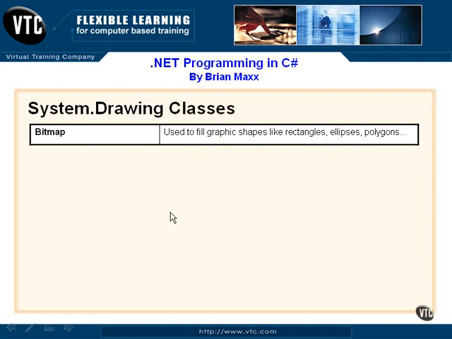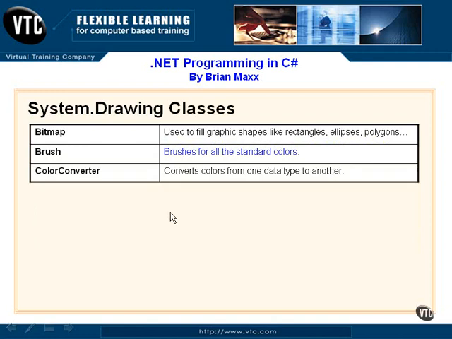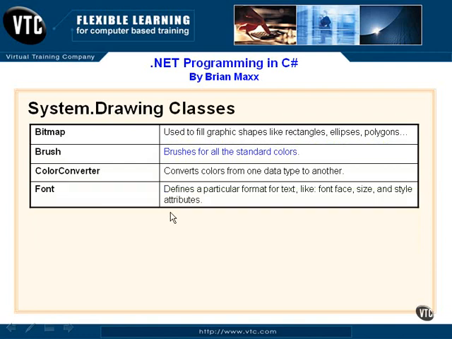Now let's go over some of the System.Drawing classes. Not all of them, just a few of the important ones. Bitmap is going to be used to fill graphic shapes like rectangles, ellipses, and polygons, and more. Pies, pie charts, and things like that. Brushes are going to be brushes for things like working in Photoshop. You can have all standard colors there. ColorConverter allows you to convert your colors from one data type to another, so you can work with colors.